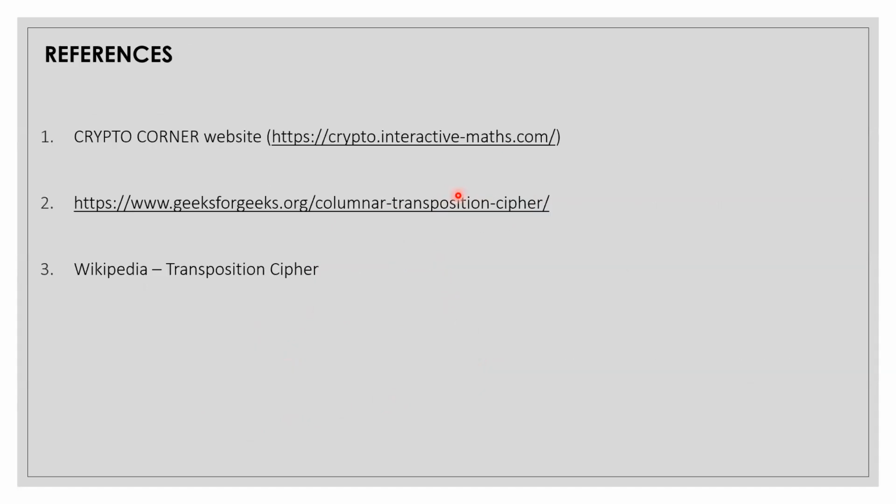So that's it. These were the references that I used: the Crypto Corner website, Geeks for Geeks, and from Wikipedia, the Transposition Cipher.